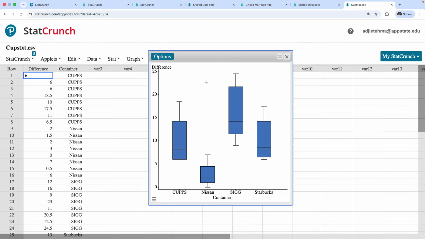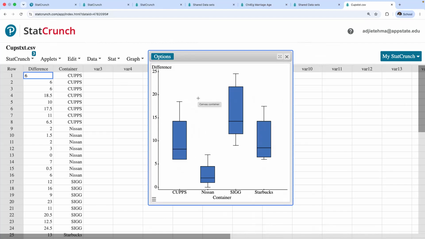And so when we have this one here, first and foremost, you can see that, like he said, Nissan looks like the best cup. You can see it has the lowest median. Look at where its median is as compared to the others. Is that okay? And then SIG seems the worst because look at where its median is. This is the median. So you trace it somewhere here. It looks like at 15 or something. Is that okay?